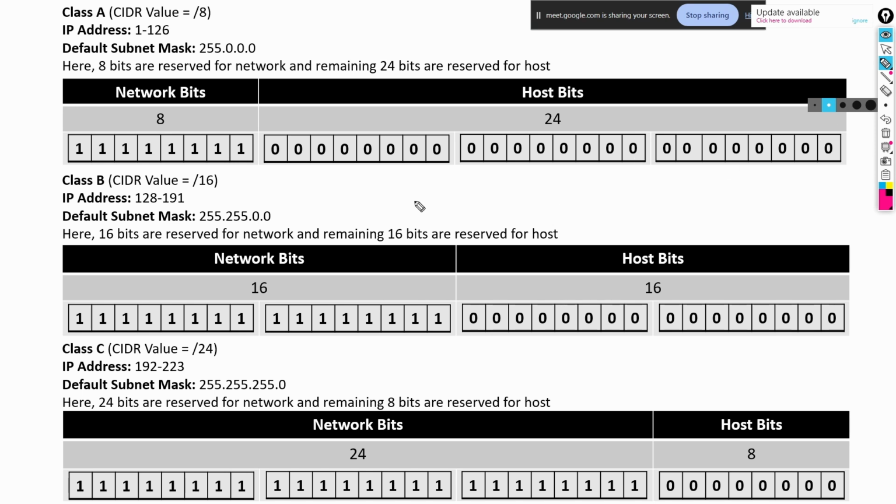And this chart is very, very important. If you do not understand this chart, you cannot do subnetting. I am telling you, if you want to do subnetting, you have to remember the chart. What is the CIDR value of class A? What is the IP address range? What is the default subnet mask? How many bits are reserved for the network in class A? How many for the host? This is the basics. If you have any doubt related to this chart, just let me know. I will help you out. Okay, let's go.